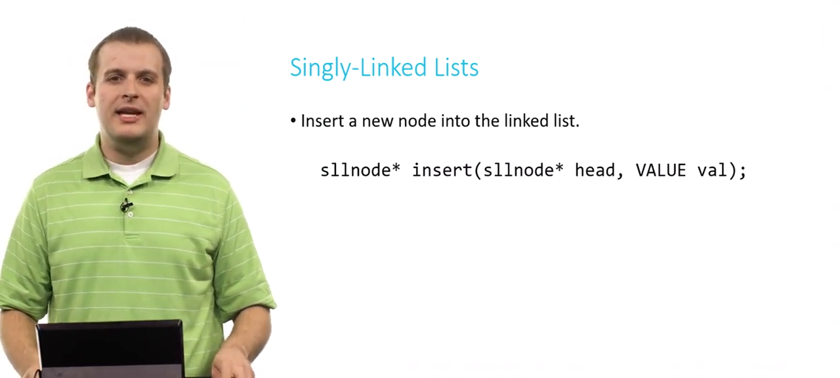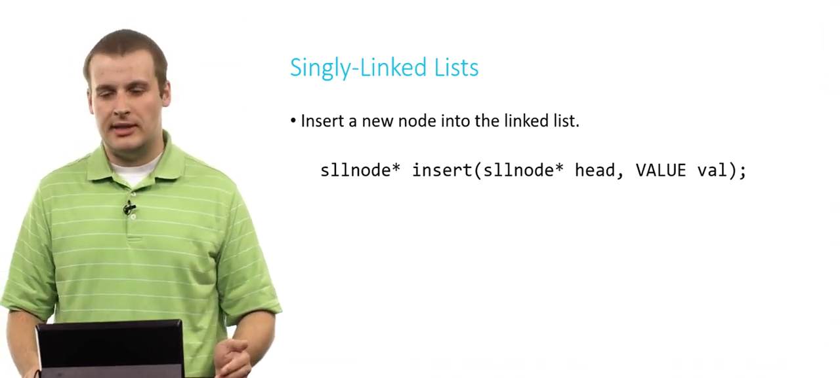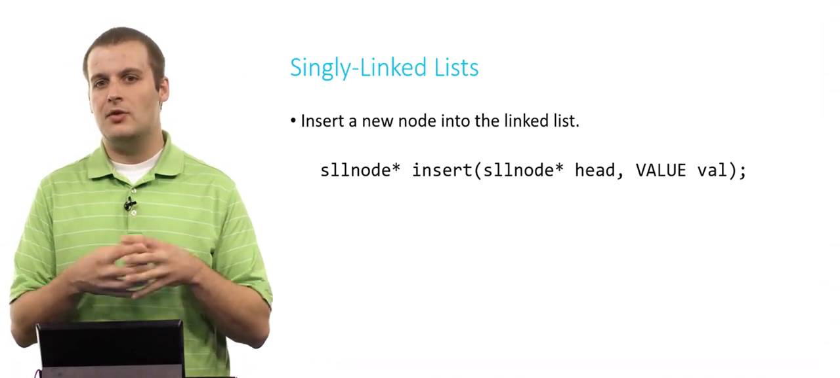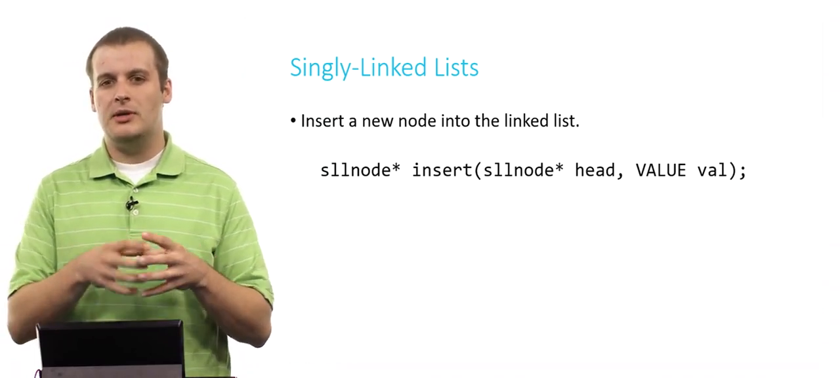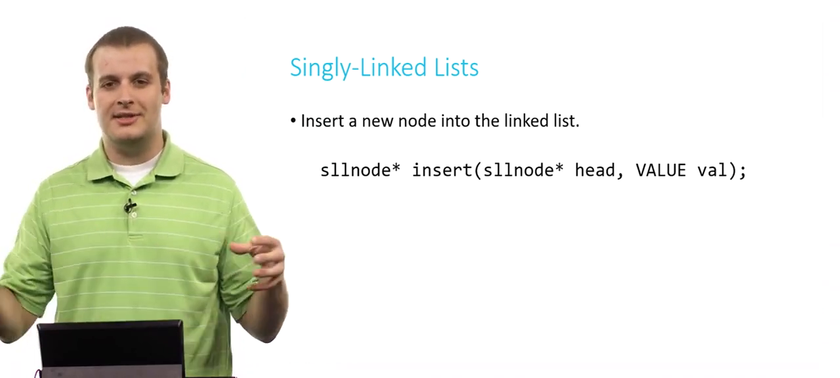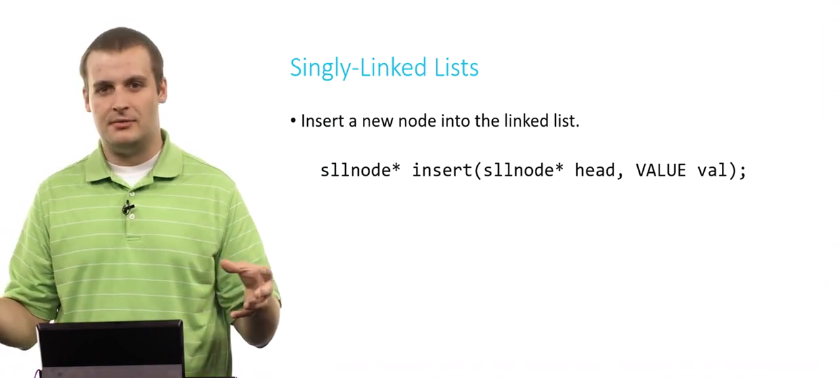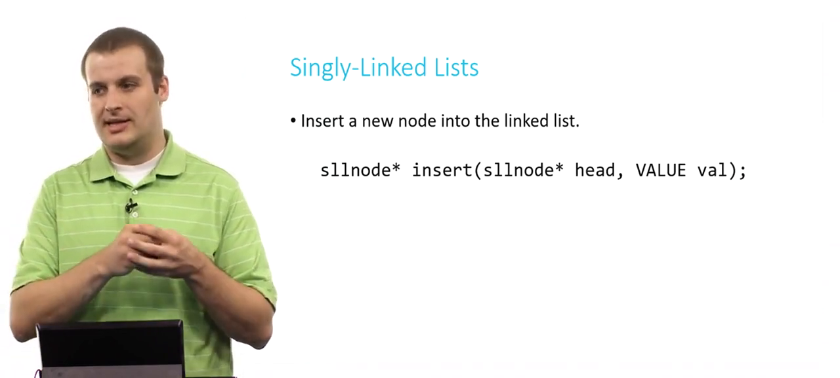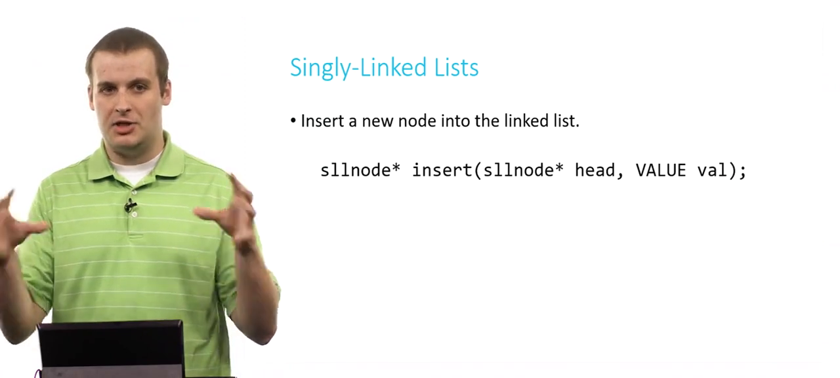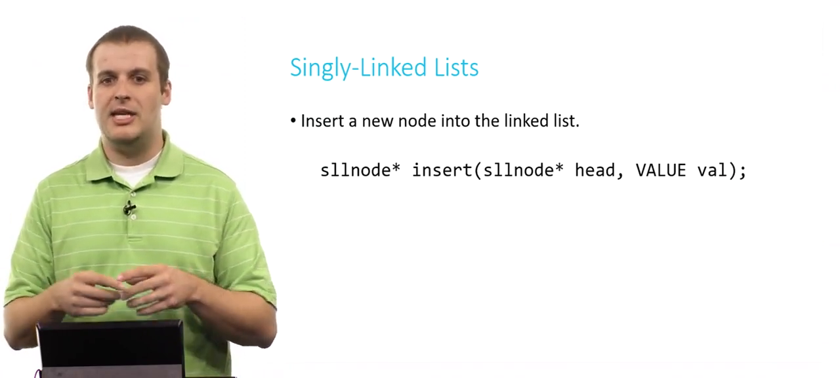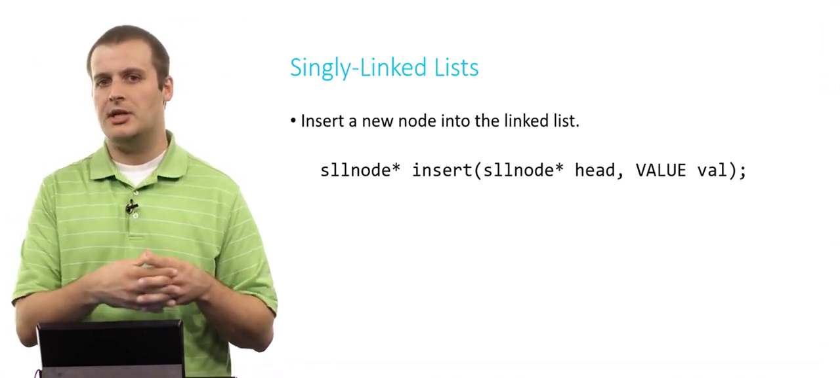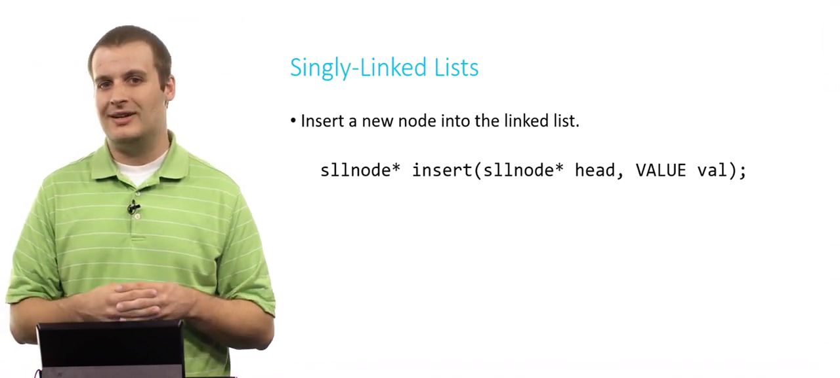OK. How do we insert a new node into the linked list? So we've been able to create a linked list out of nowhere, but we probably want to build a chain, not create a bunch of distinct lists, right? We want to have one list that has a bunch of nodes in it, not a bunch of lists with a single node. So we can't just keep using the create function we defined earlier. Now we want to insert into a list that already exists.